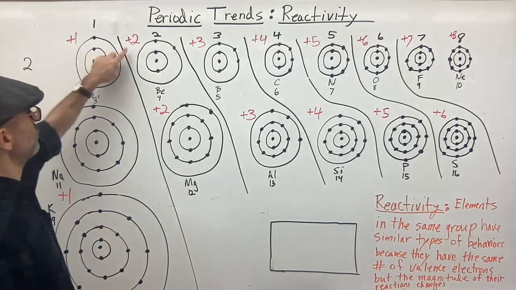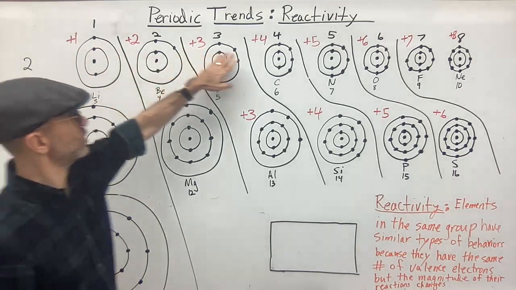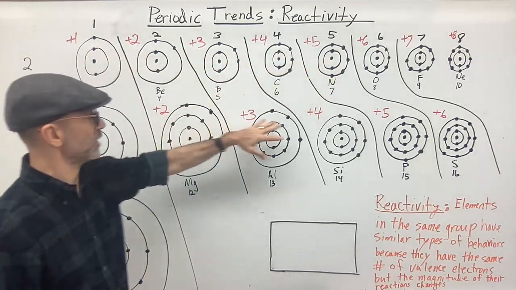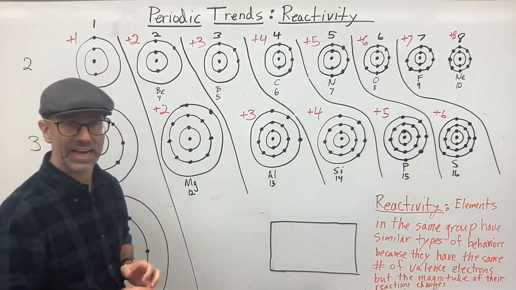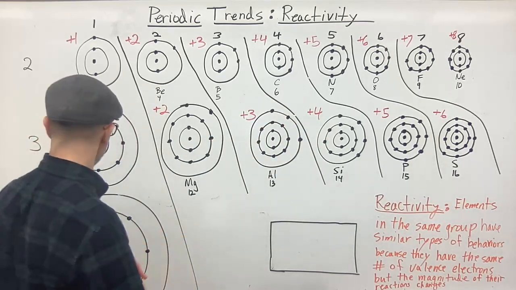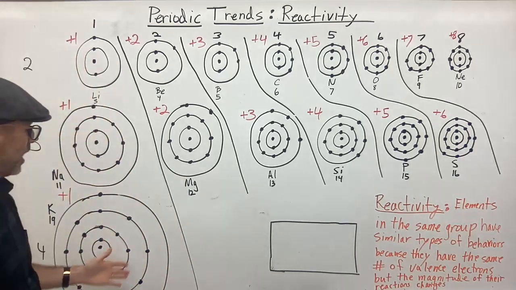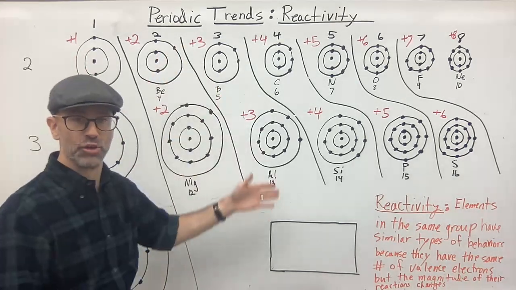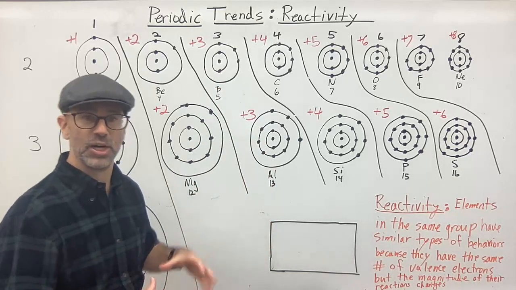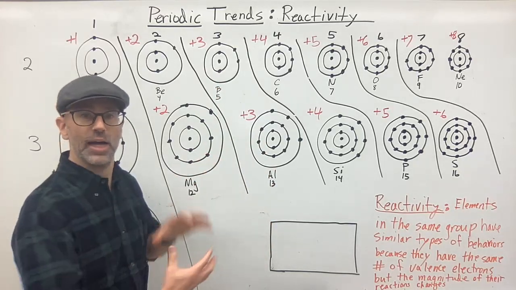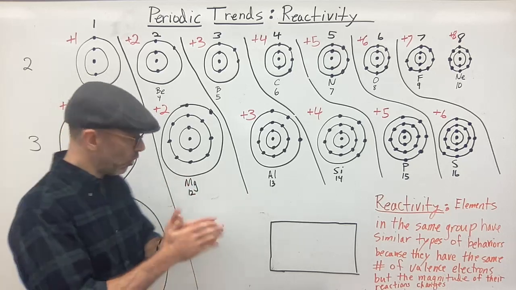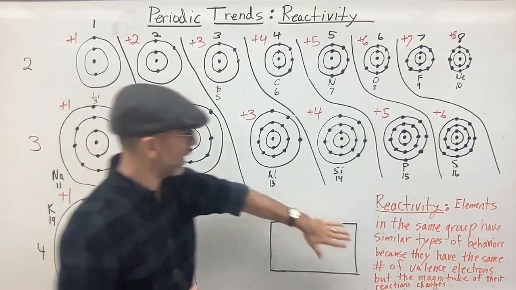When we're looking at the effective nuclear charge, these red numbers are the effective nuclear charge of the nucleus on the valence electrons, and we're looking at the size. You can see as you go down a group, the atom gets bigger, and the valence electrons are getting farther away because you're adding more energy levels. So, let's look at reactivity.